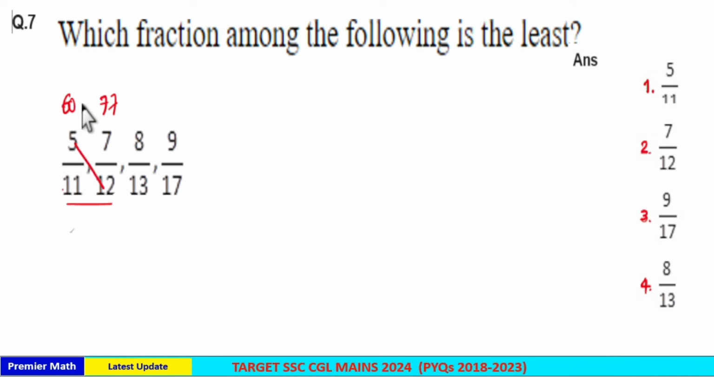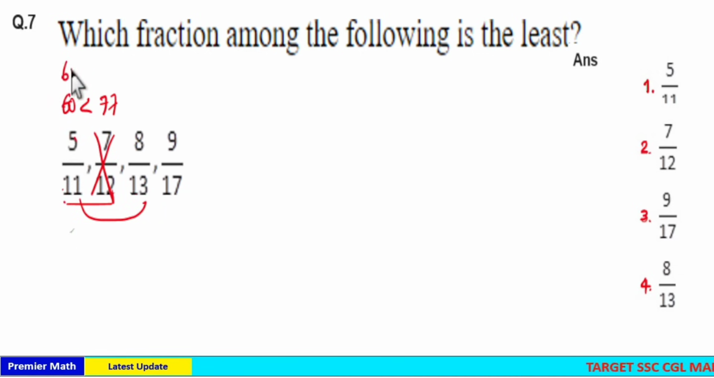Now 60 is less than 77, so you can leave the second fraction. 5 by 11 is least. Now if you compare 5 by 11 and 8 by 13, 5 into 13 is 65. 5 is the numerator, so write 65 here. Now 8 into 11, 88. So write 88 here, 65 and 88. 88 is bigger, you can leave this. We need the least fraction. 5 by 11 is smaller.